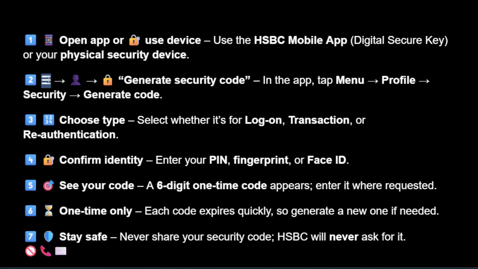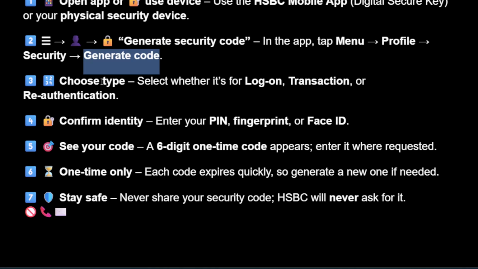Next, you will tap on the three lines, then your profile, and the security section. You want to click on Generate Security Code in the app menu: Profile, Security, and you will choose Generate Code. Then you will have to choose a type. You can select whether it's for logon, transaction, or re-authentication.